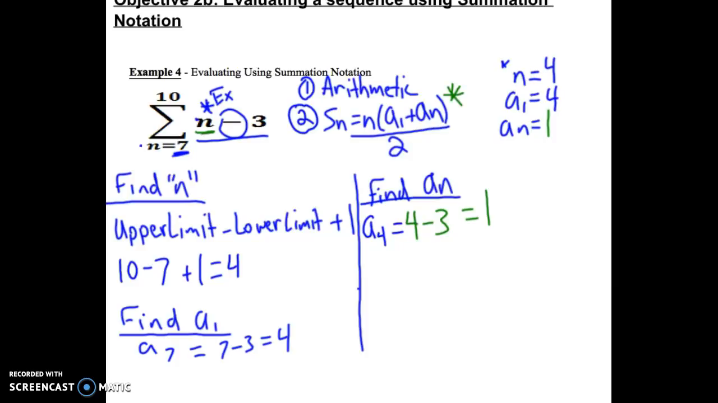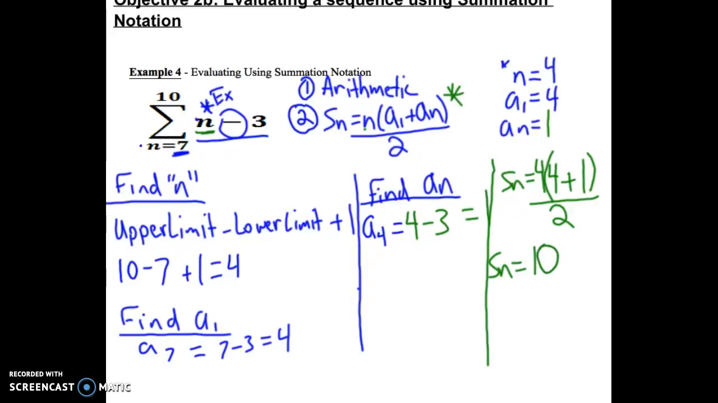Now I have all of the pieces that I need for step 2. Step 2 had a lot of pieces, but it is really just finding all the pieces that go into my sum formula. Now I can finish off my sum formula. S of n equals, n I now know, so instead of n here I'm going to write 4, times my a sub 1, which is 4, plus a sub n, which is 1, all over 2. So S of n equals 4 plus 1 is 5, 5 times 4 is 20, 20 divided by 2 is 10.